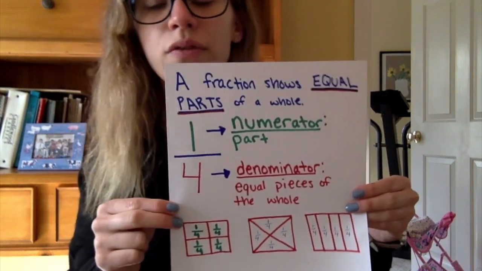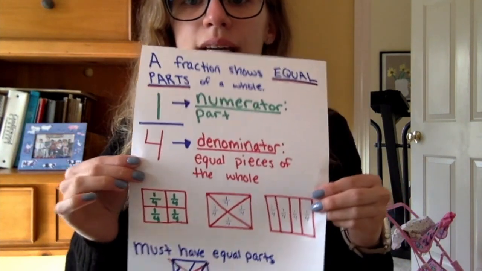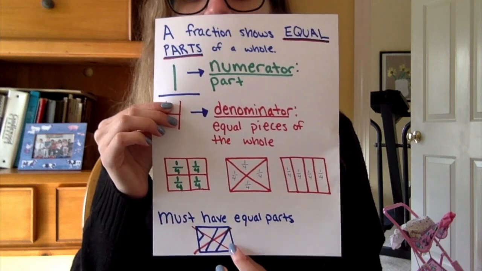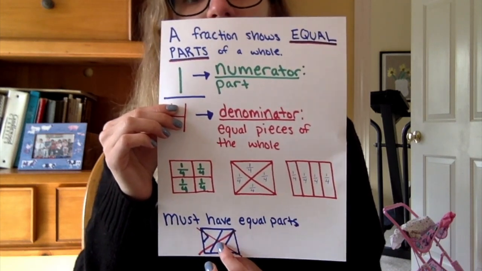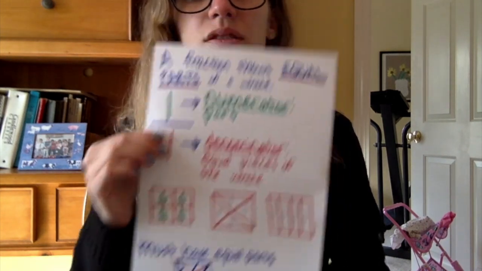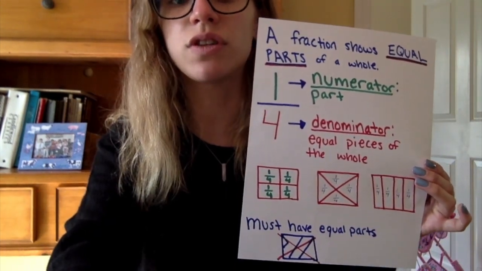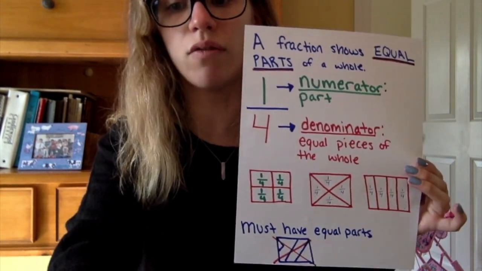But in order for a fraction to be a fraction, it needs to be equal parts. I couldn't say that down here this is a fourth, this is a fourth, this is a fourth, and this is a fourth, because they're not equal parts. In order to be a fraction, we need to make sure that they're equal parts of a whole.